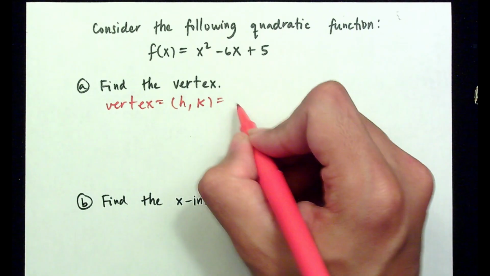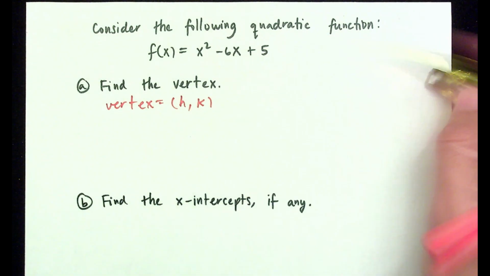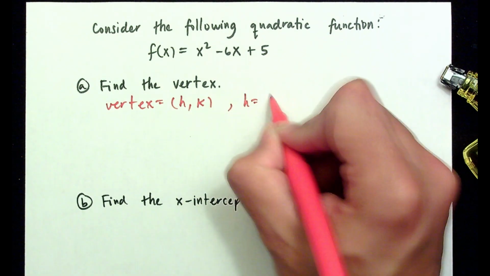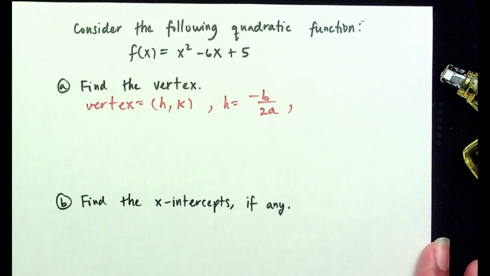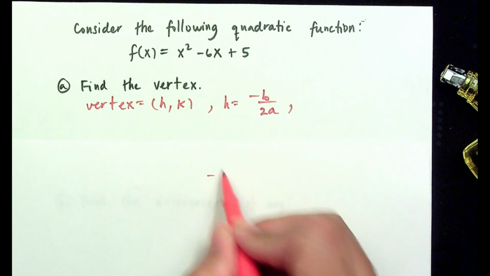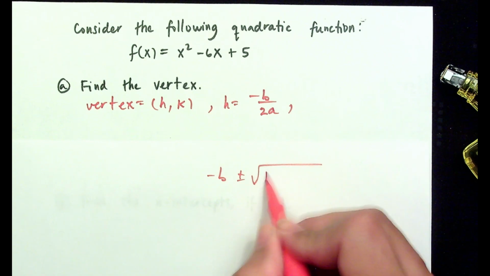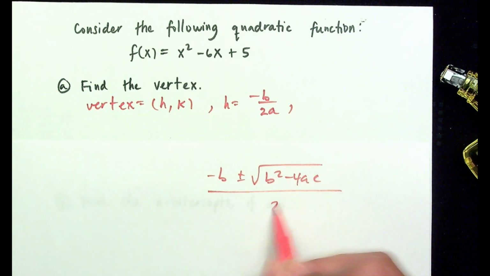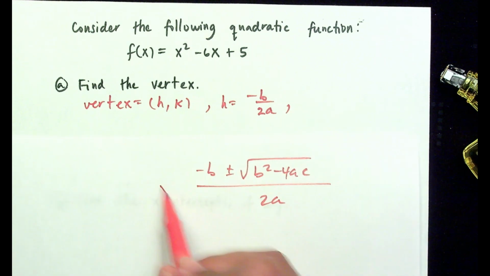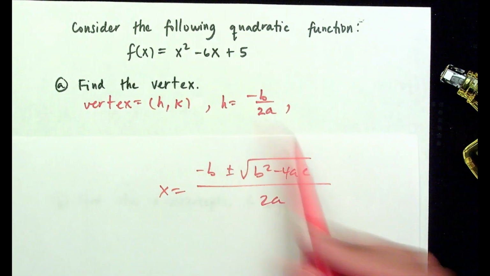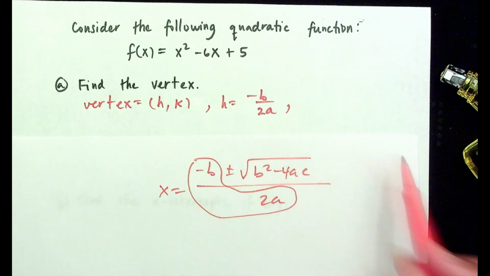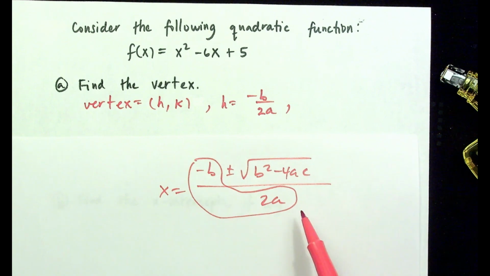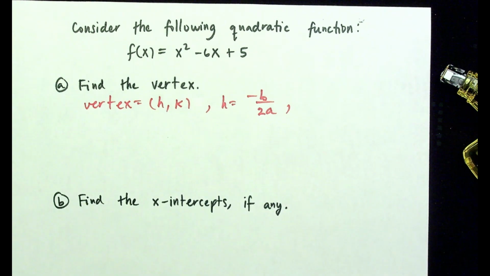where h is negative b over 2a. You have to memorize that if you haven't. If you have memorized already the quadratic formula, which you're supposed to, then it is easy to remember this because this is a quadratic formula. This formula right here is just this piece of the quadratic formula, just get rid of the square root part. Negative b over 2a. So if you remember the quadratic formula, you can remember this.